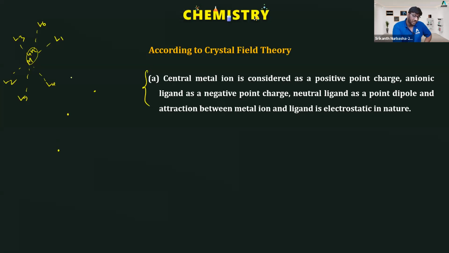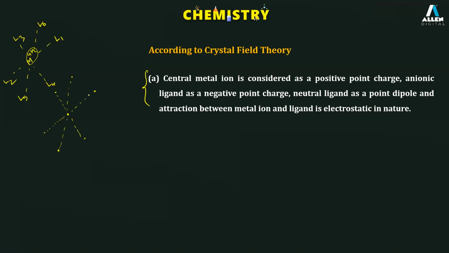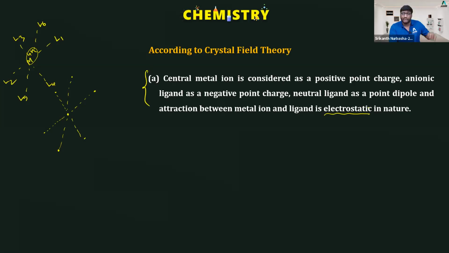and ligands are point charges. What type of attraction would be there between point charges? Electrostatic or not? Yes, sir. So what type of bonding is present between the ligand and metal according to CFT? Ionic, or completely, we have an electrostatic force of attraction between the central metal ion and the ligand. From this, can you quote any drawback of CFT from this first statement itself?